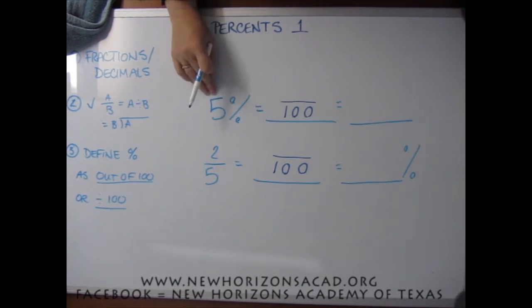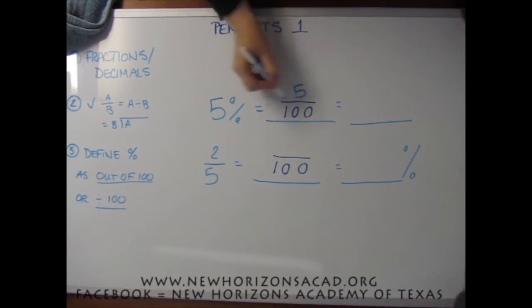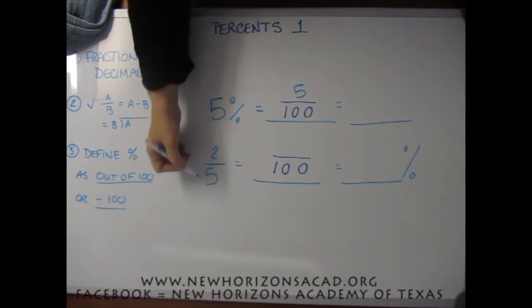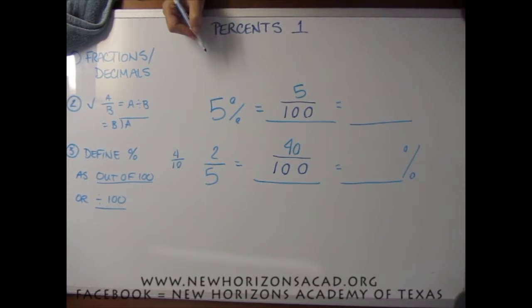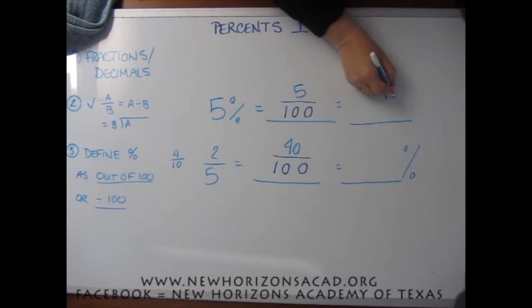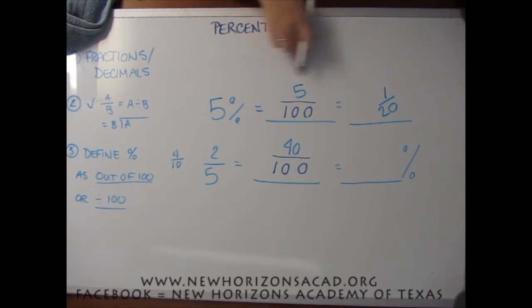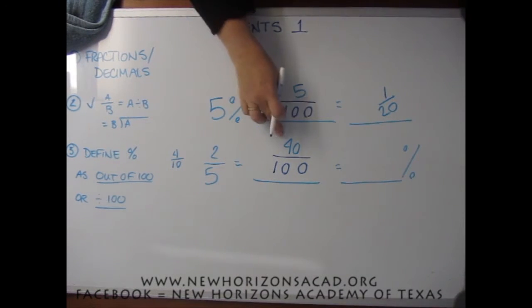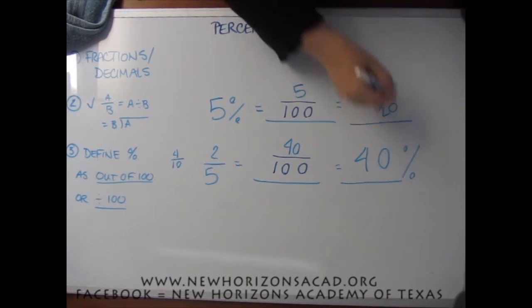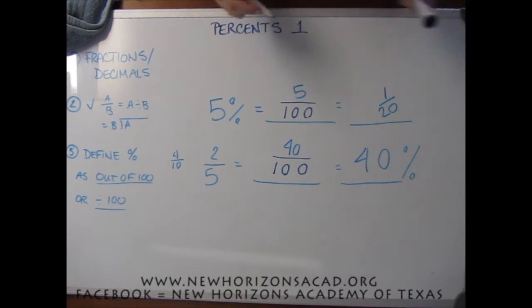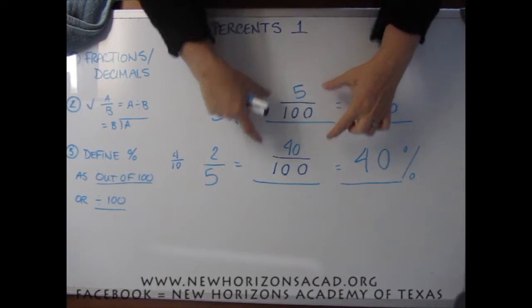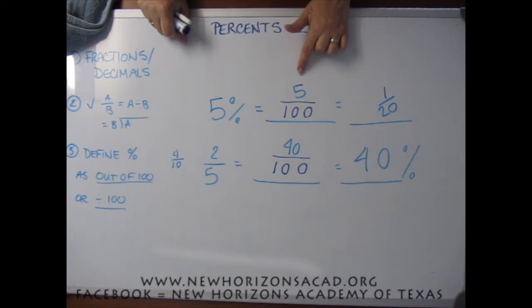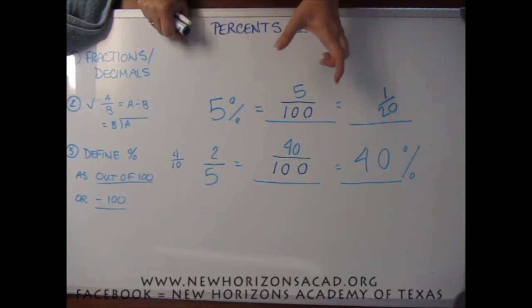Okay. 5% is 5 hundredths, because that is what percent means. 2/5 is the same as 4 tenths, is 40 hundredths. 5 hundredths is 1/20th. Now we've turned a percent into a fraction. 40 hundredths is 40%. Now we've turned a fraction into a percent, and both of them, no matter which direction you're going, have this middle step of turning it into hundredths. This step keeps the understanding in this process, and it gives the student something stable.